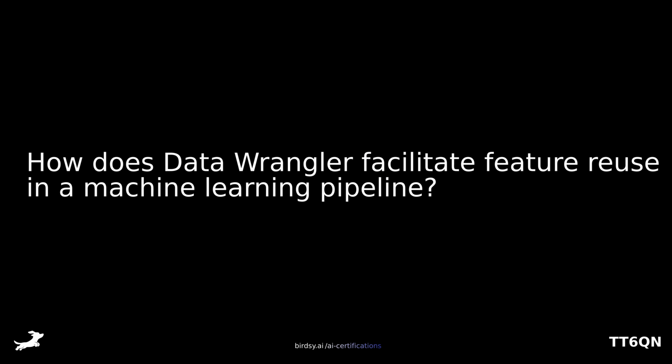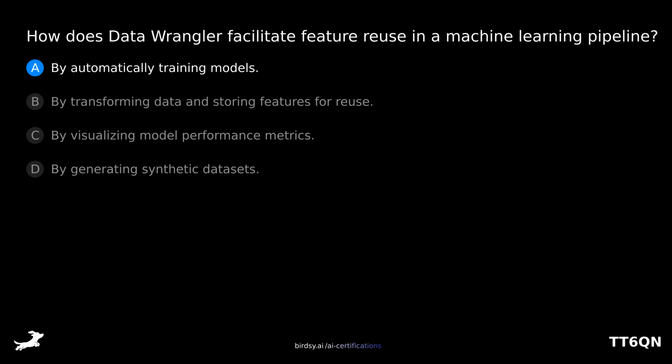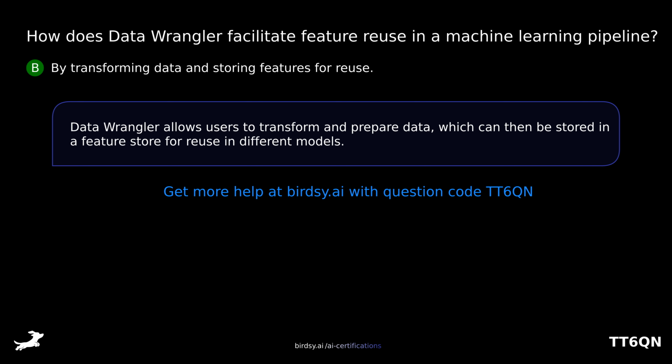How does Data Wrangler facilitate feature reuse in a machine learning pipeline? Is it A. By automatically training models? B. By transforming data and storing features for reuse? C. By visualizing model performance metrics? Or D. By generating synthetic datasets? The answer is B. By transforming data and storing features for reuse. Data Wrangler allows users to transform and prepare data, which can then be stored in a feature store for reuse in different models.